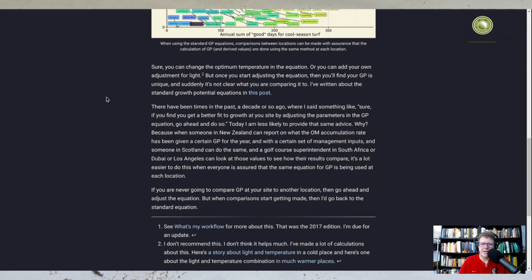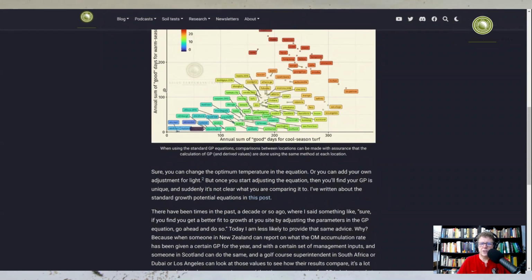I've written about the standard growth potential equations in this post, and I put a link to a post in which I wrote what the standard growth potential equations are if you don't know that. So there's more text in the post. I hope you will check it out and read it.